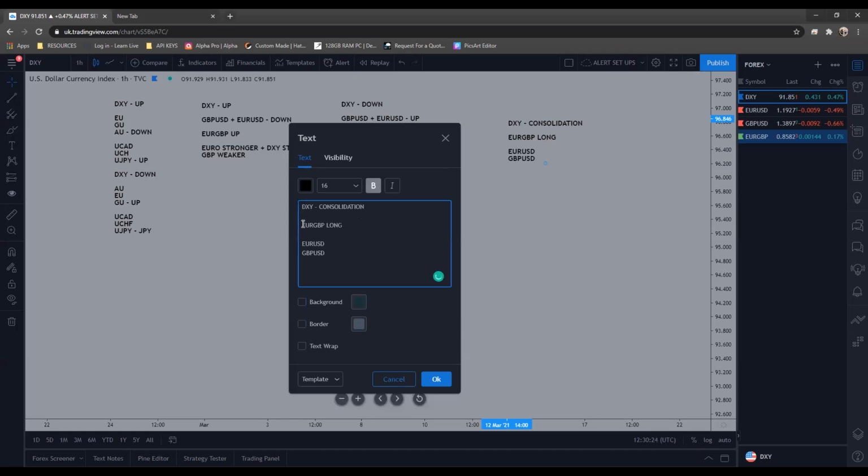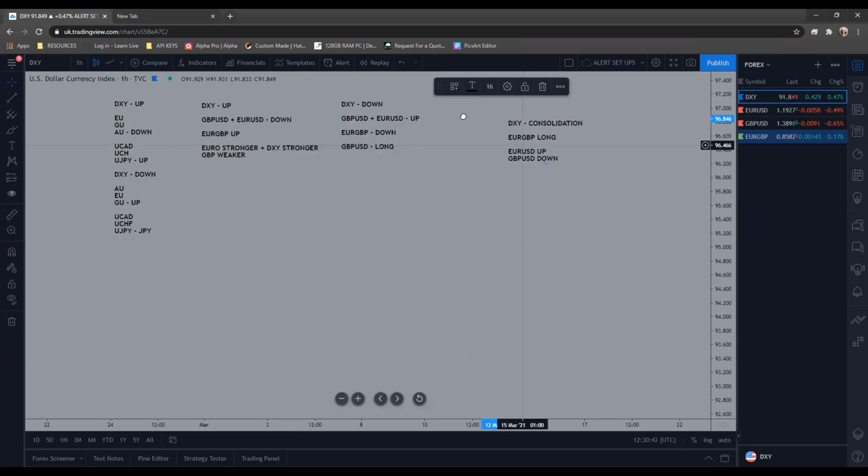So if Euro GBP is going up, you've got the Dixie in consolidation, Euro GBP is going up, Euro USD should go up, and GBP USD should go down. Yeah, that's it, Duke. You got it. Can you see what I mean there? Okay, we'll go again.